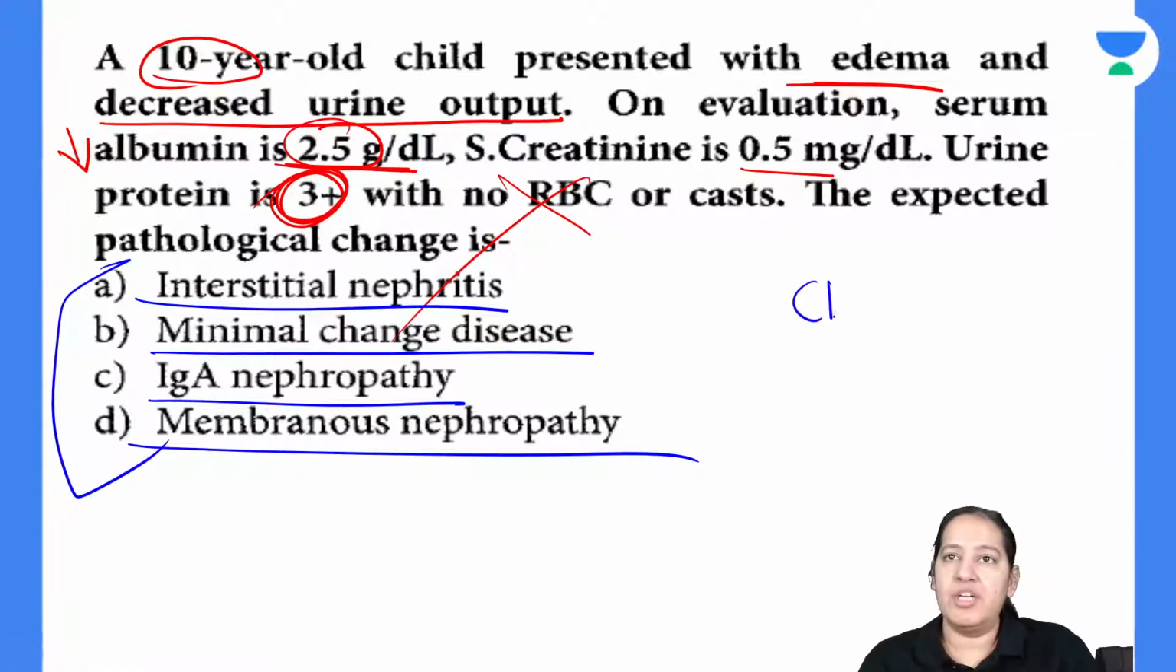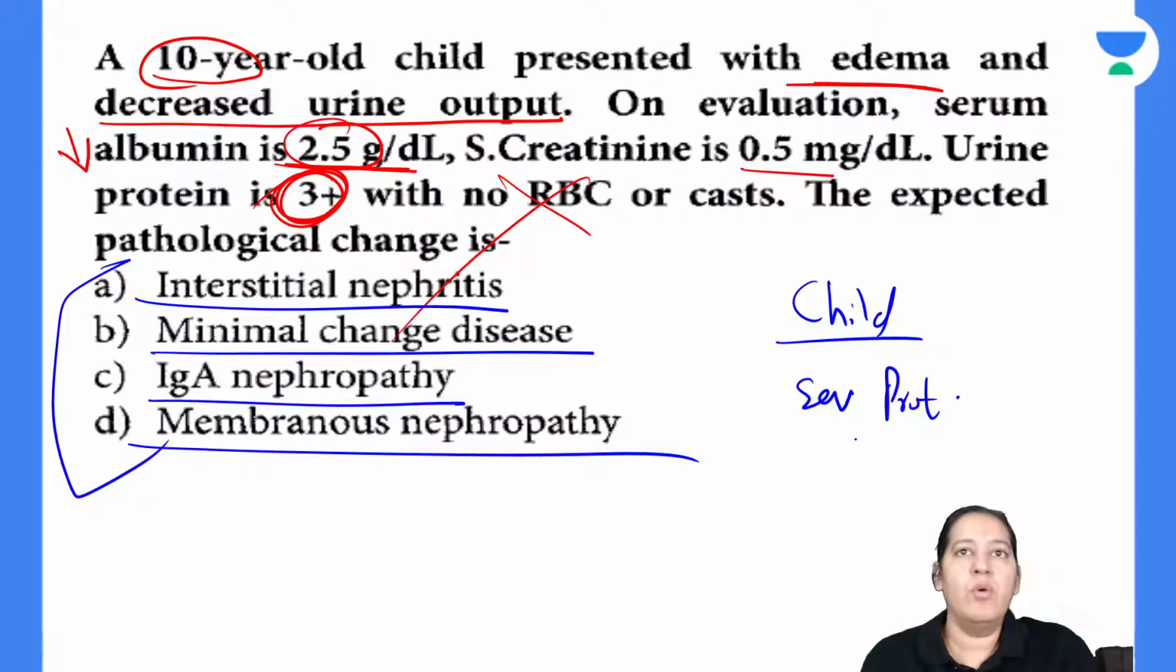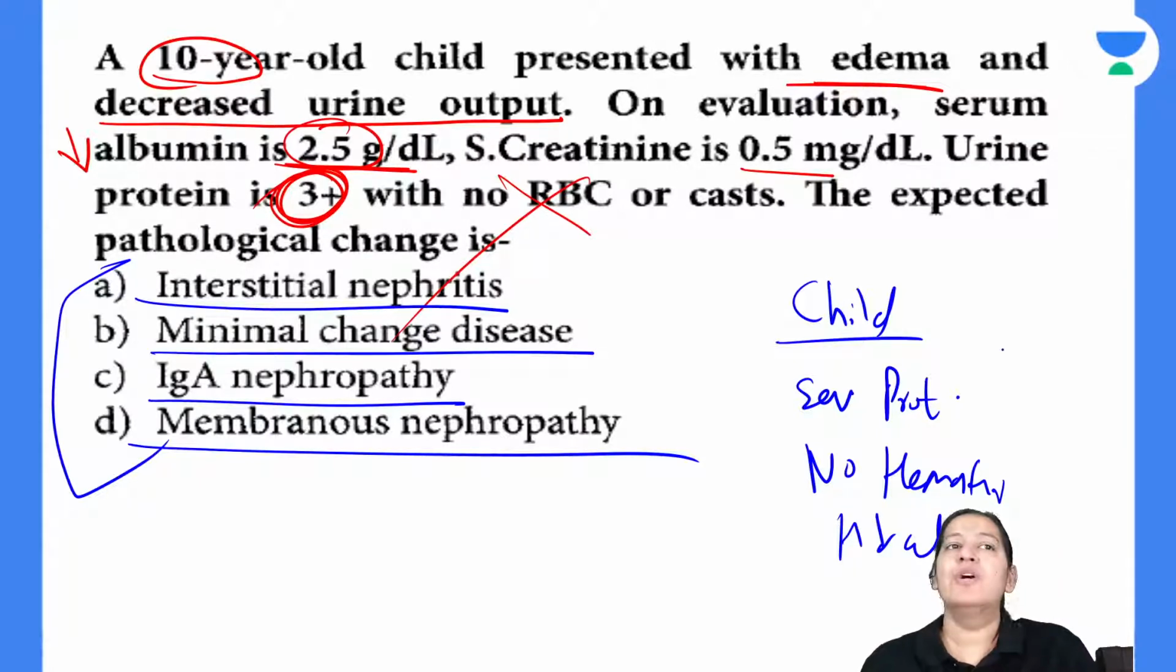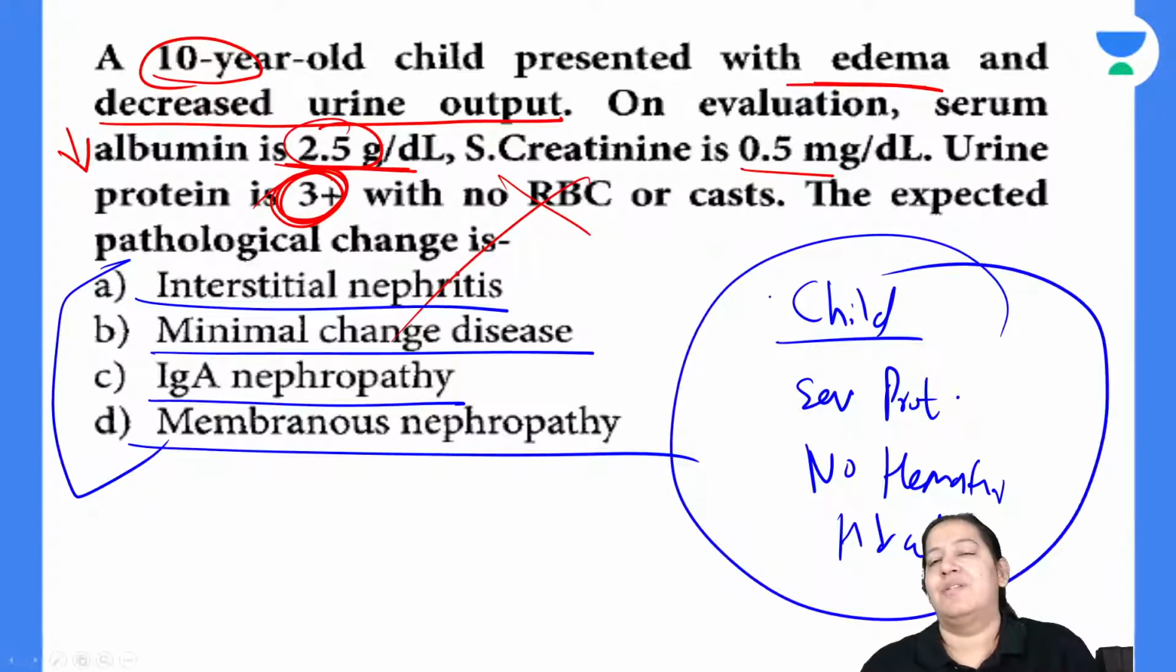So the clues in the question: child is the first clue. Severe proteinuria is the second clue. No hematuria is the third clue. And hypoalbuminemia is the fourth clue. So four clues are given in your question. Compiling all together, you will reach your answer.